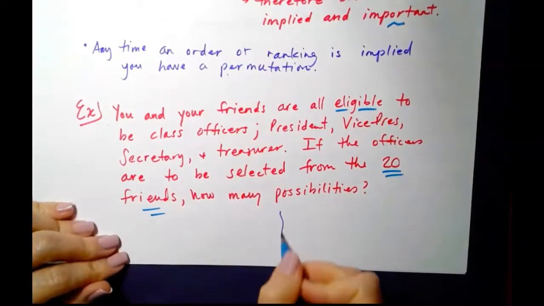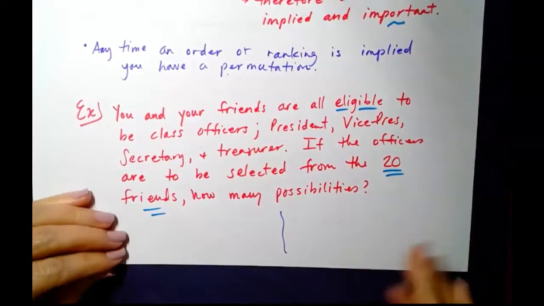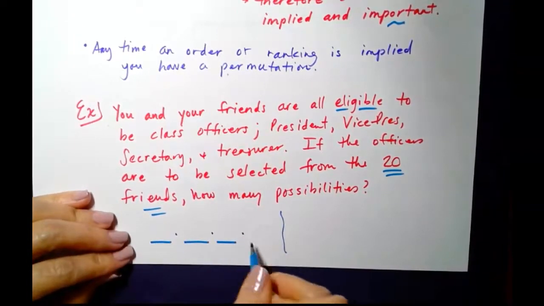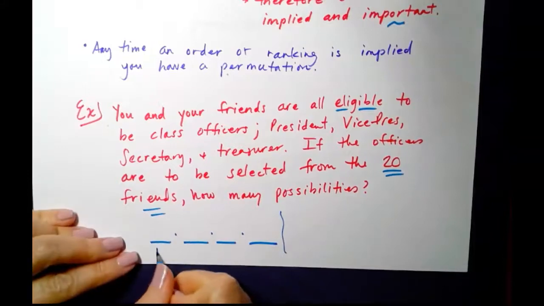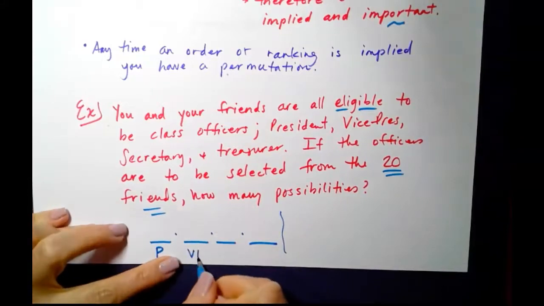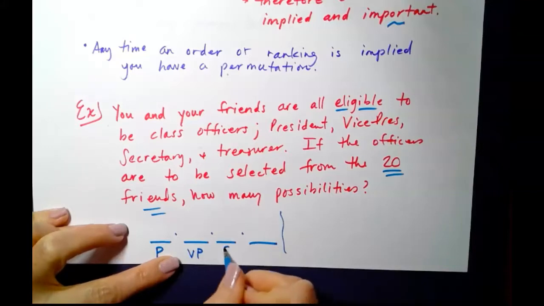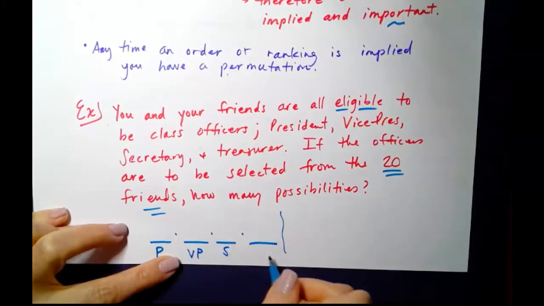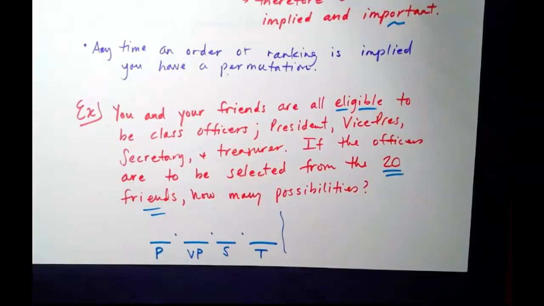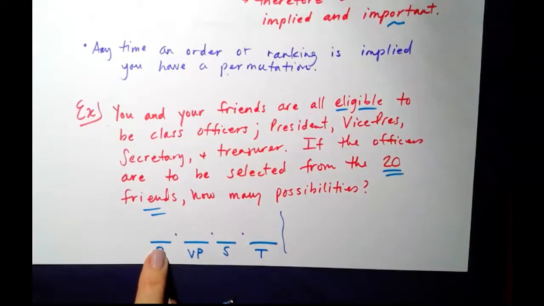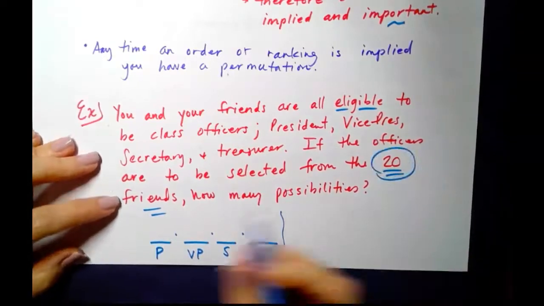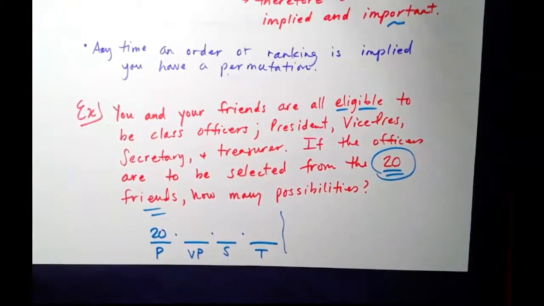So we can do this 2 ways, which I'll fit right on the bottom of the paper here. So we're going to be choosing independently. So if we look at the first blank, it represents the president, the second is the VP, the third is the secretary, and the fourth is the treasurer. So if everyone is eligible to be president, how many choices are there for president? Well, there's 20 friends. So there are 20 choices for president.